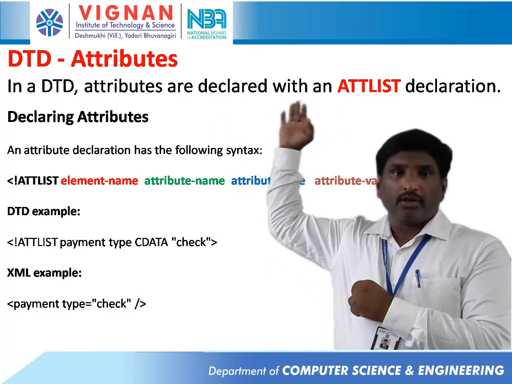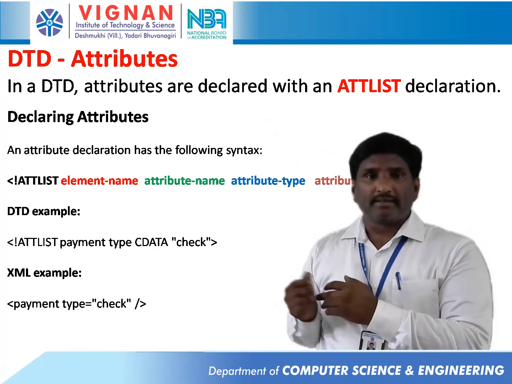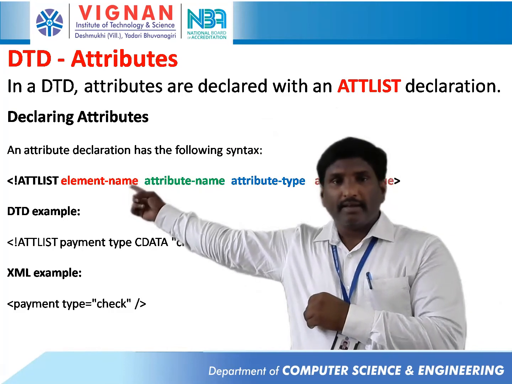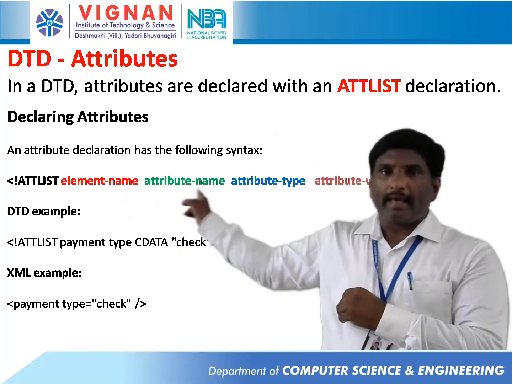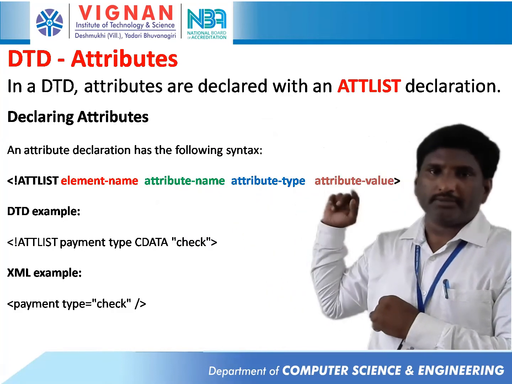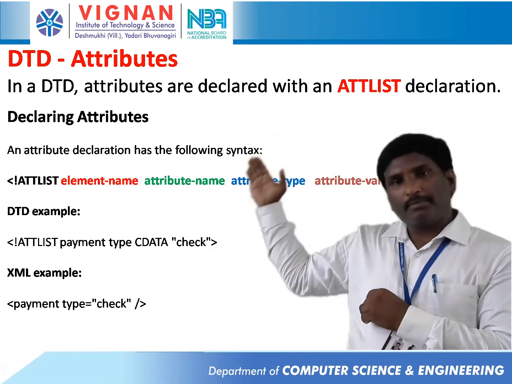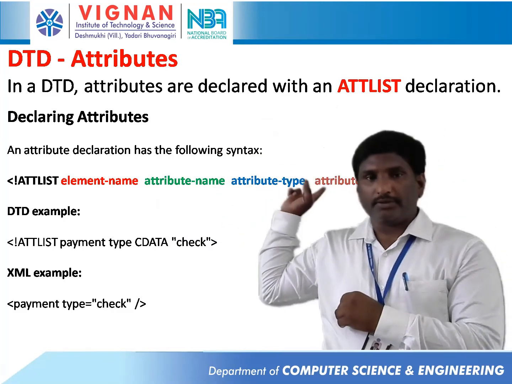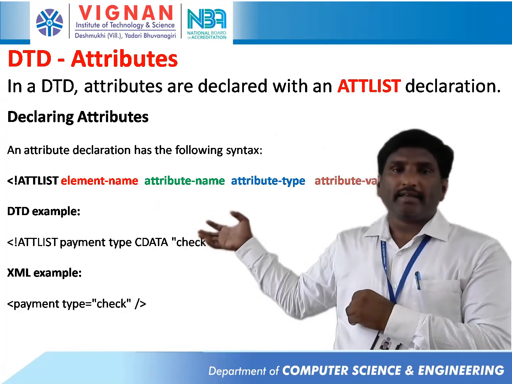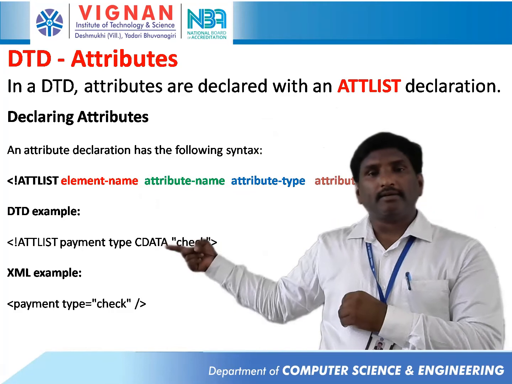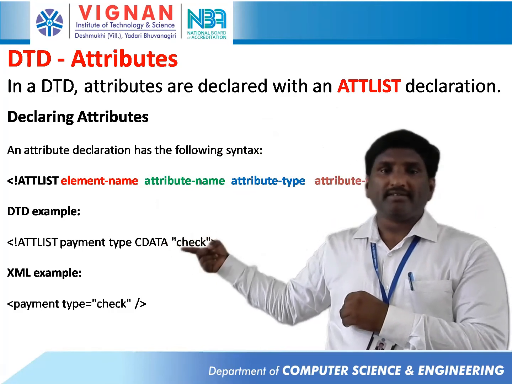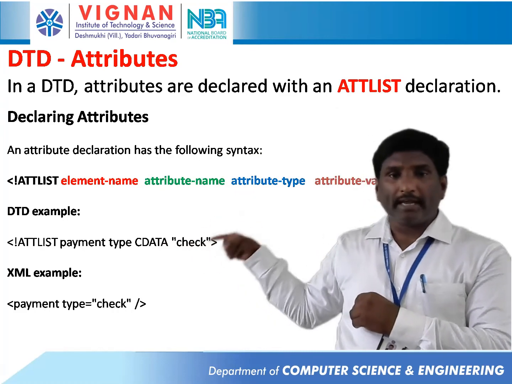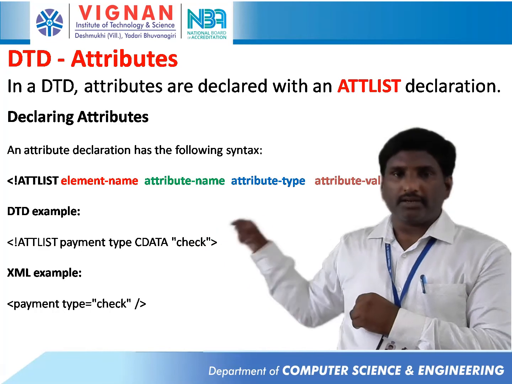ATT-LIST declaration. Okay, so attribute declaration has the following syntax: <!ATTLIST element-name attribute-name attribute-type attribute-value>. So you should consider the element name, the attribute name, what type of attribute this is, and the attribute value. For example, this is declaring an attribute list for the payment type attribute. Payment is the element name, type is the attribute, CDATA is the attribute type, and check is the value.